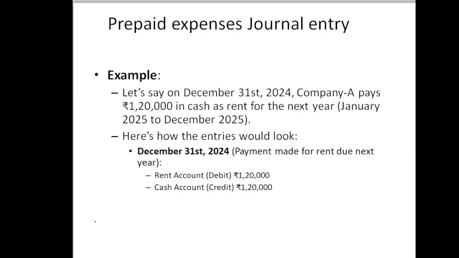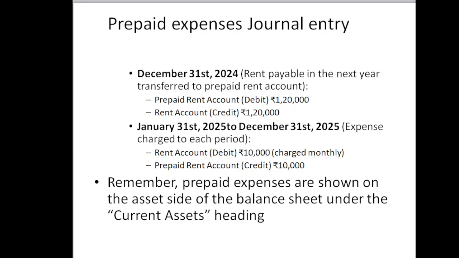On December 2024, payment made for rent due next year. Rent account debit 1,20,000, cash account credit 1,20,000. On December 2024, we recognize that the rent that we paid in advance is not the expense for the particular period. So it is recognized as prepaid expenses. Rent payment in next year transferred to prepaid rent account. Prepaid rent account debit 1,20,000 to rent account credit 1,20,000.